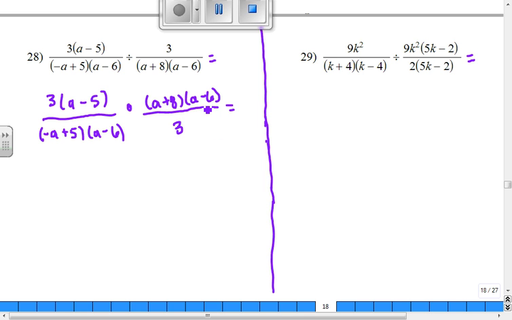So now we know that this is multiplication. We know that order doesn't matter. We also know that we multiply straight across. So we're going to try to line everything up. So I have a 3 on the top, and I have a 3 on the bottom. So I'm going to line those up. Okay, I have an a minus 5.